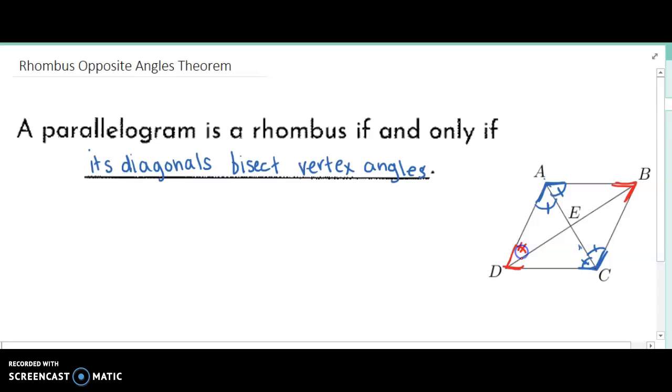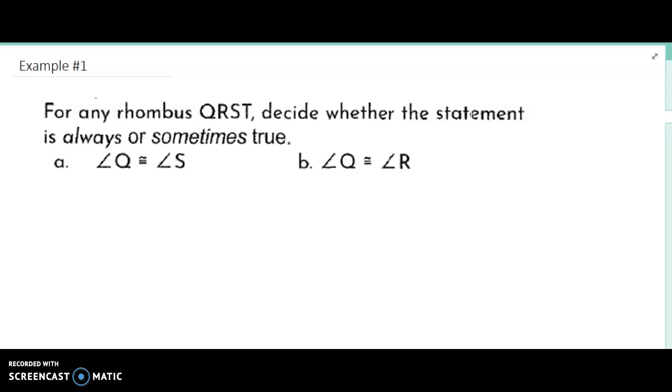So this and this are congruent, and then here and here are congruent. And since angle ADC and ABC are congruent, all 4 of these angles are also congruent. I want you to go through and try to do A and B on your own, and then we will go over it.